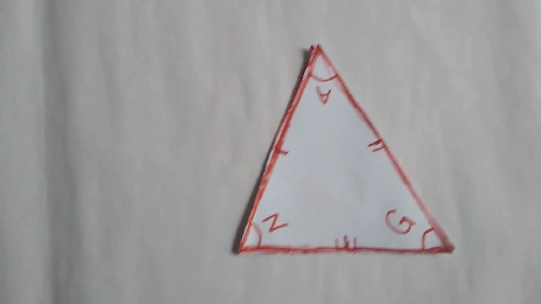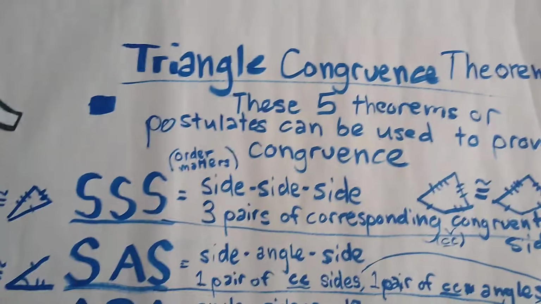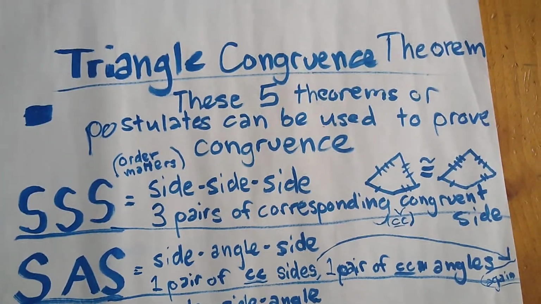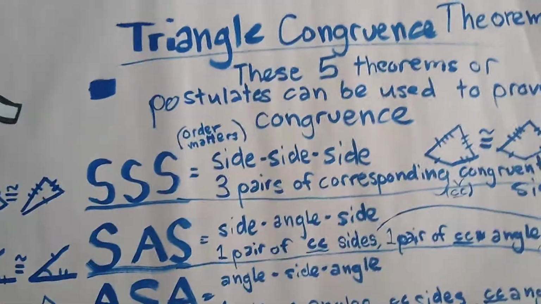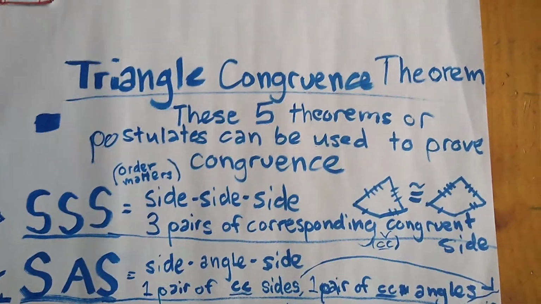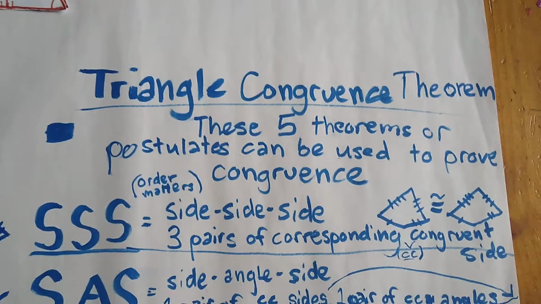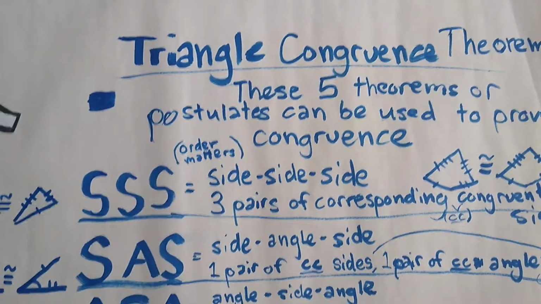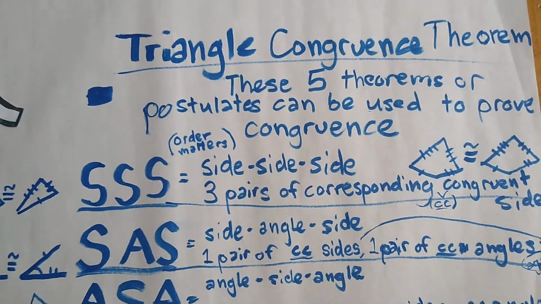We could also use triangle congruence theorems to prove congruence. And here are 5 theorems that can be used to prove the congruence between shapes. Remember that the order of these matters. So first we have SSS, or side, side, side. And that requires 3 pairs of corresponding congruent sides.